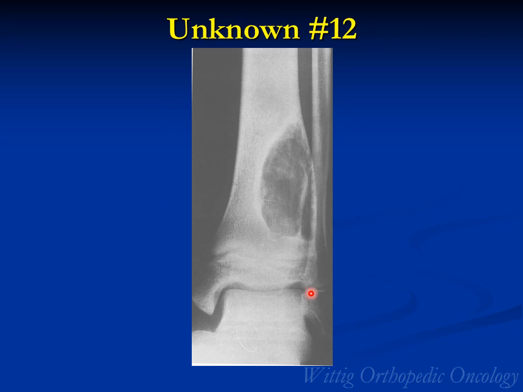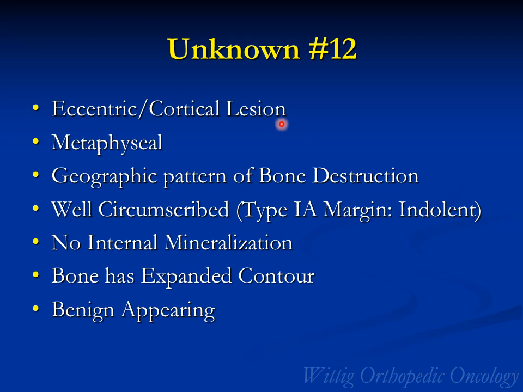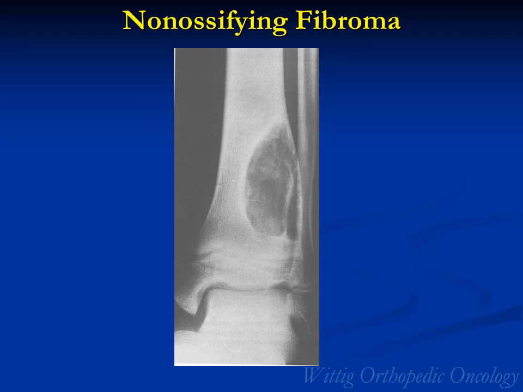Unknown number 12. This is the distal tibia, a very eccentric lesion, possibly an internal trabeculation. Eccentric cortical lesion, metaphyseal, geographic pattern of bone destruction. It's well circumscribed, type 1A margin, indicating it's probably indolent. There's no internal mineralization. The bone has an expanded contour, and it's benign appearing. The answer is a non-ossifying fibroma.